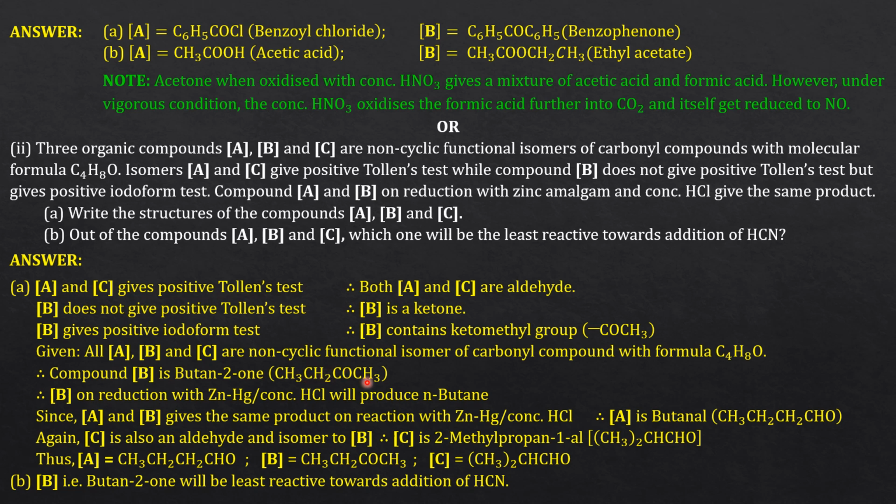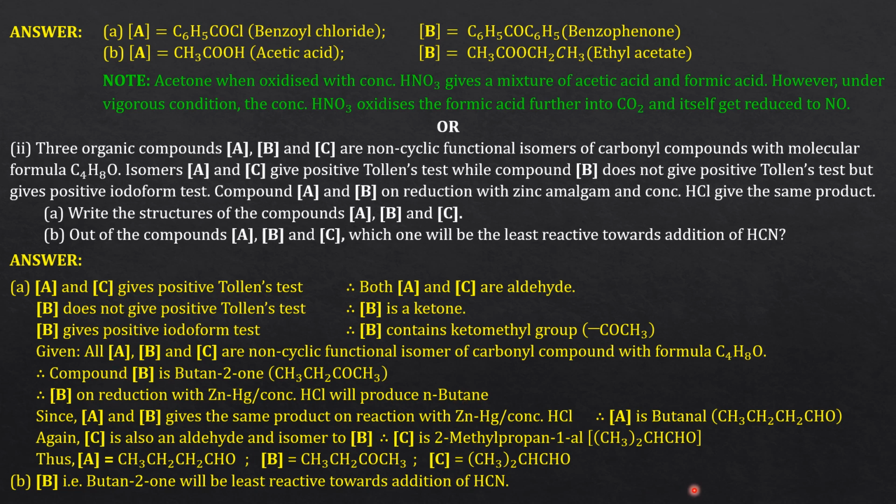Now it is written that A and B give the same product on Clemmensen reduction. So B, butan-2-one, when it undergoes Clemmensen reduction, will give butane, n-butane. So which aldehyde can give n-butane? It will be butanal, simple butanal. So A is butanal and B is butan-2-one.